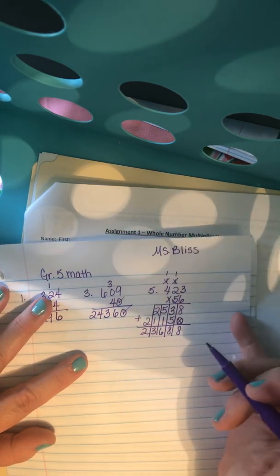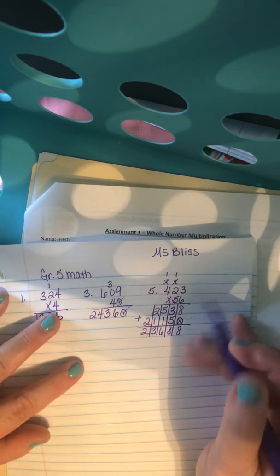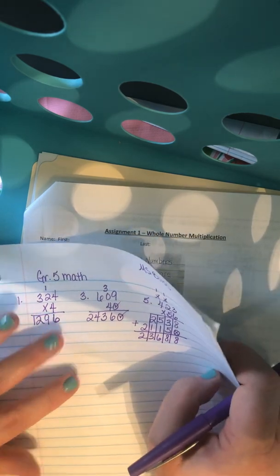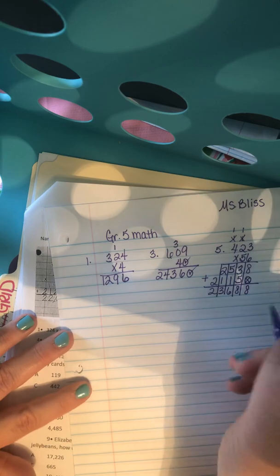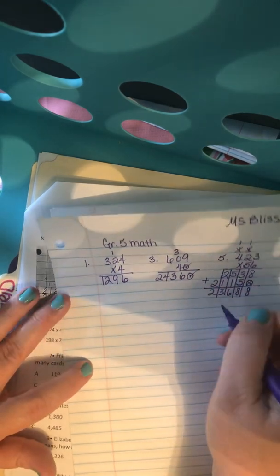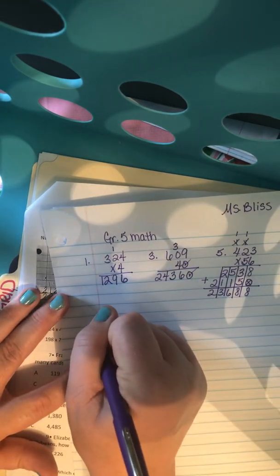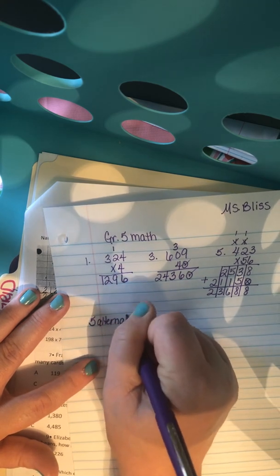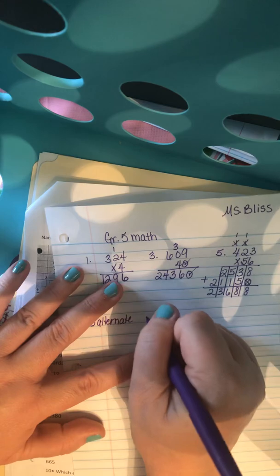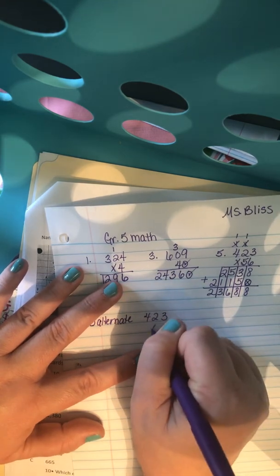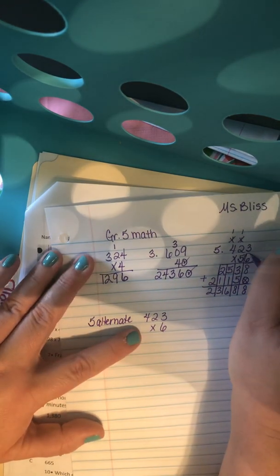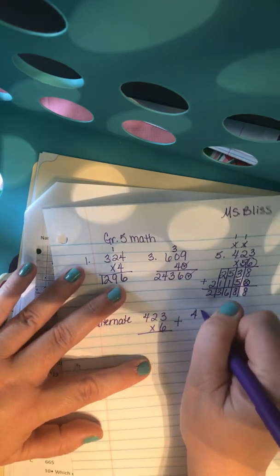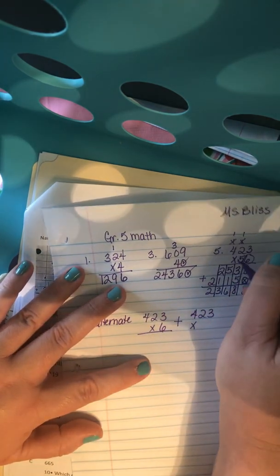Now, a lot of kids get lost doing it this way. I'm going to show you a way. It takes a little longer, but it's guaranteed to get it right. And you don't have to do it. If you like doing it the old way, just fast forward this part. So we're going to do 5 alternate, okay? So I'm going to start with 423 times 6. Okay, that takes care of this guy, right? Then I'm going to add 423 times 50.